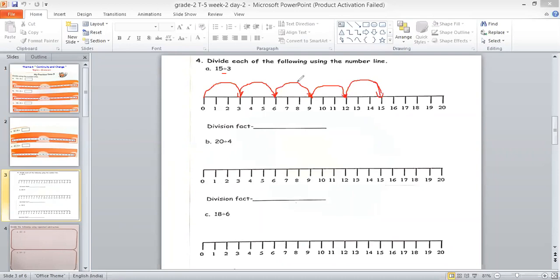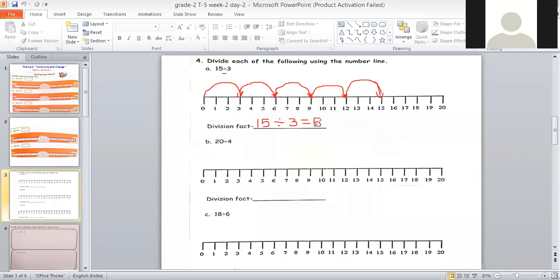That's correct. So now what we have to do, we have to write here a division sentence. So our division sentence will be 15. Yes, children, start writing the division sentence. 15 divided by 3 is equal to 5. Why are we writing 5 after equal to? Because we have taken 5 steps to reach number 15 by taking steps of 3.